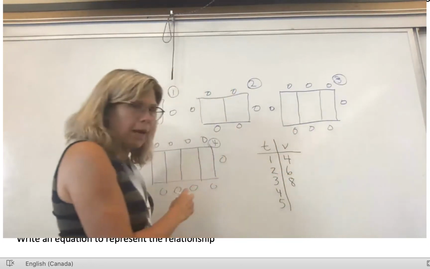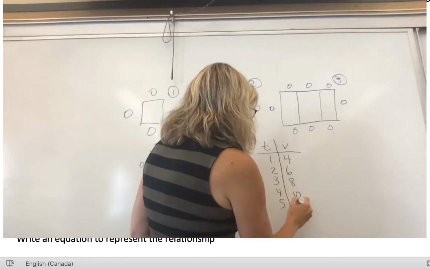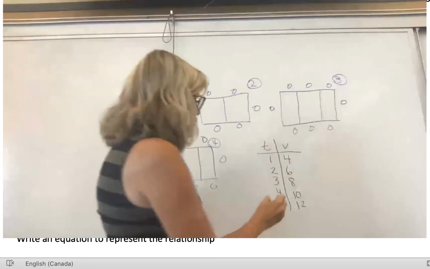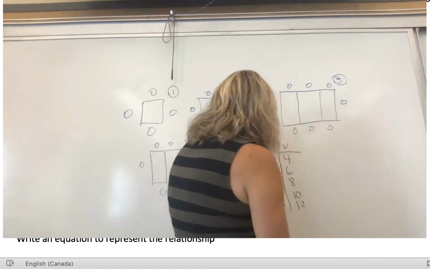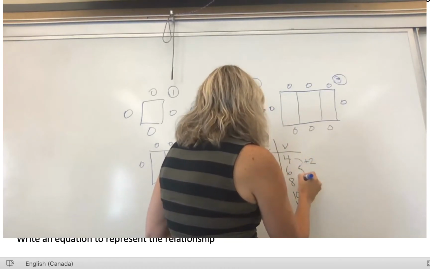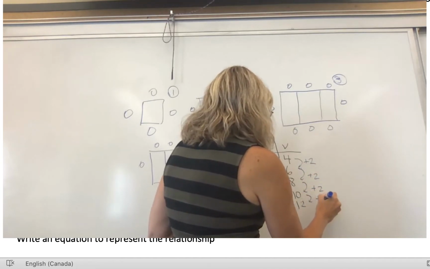And table 4 had 10. And then table 5, I think you figured it out by now, will have 12. So that's an increase of 2 for each change. Okay.